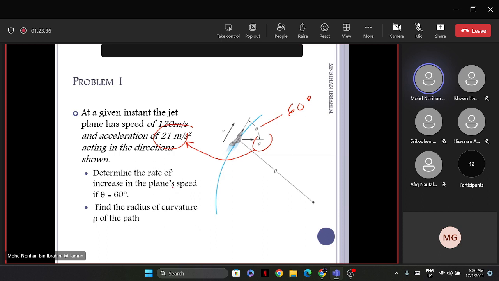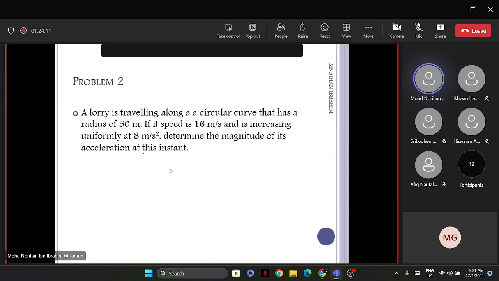Determine the rate of increase in the plane speed. What is the tangent component of accelerations and what is the normal component of acceleration? So you need to find out what is the value of that component. So that is the first question. The second one is find the radius of curvature rho of the path. Okay. Let me show you the method of solution for this.